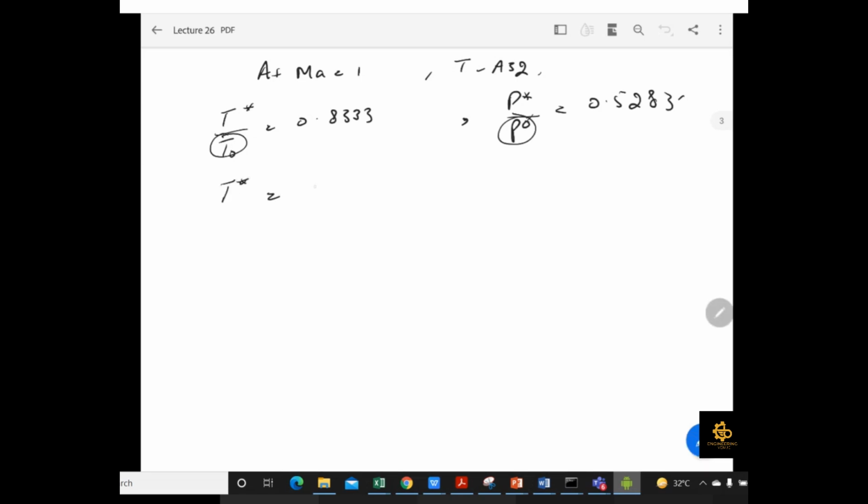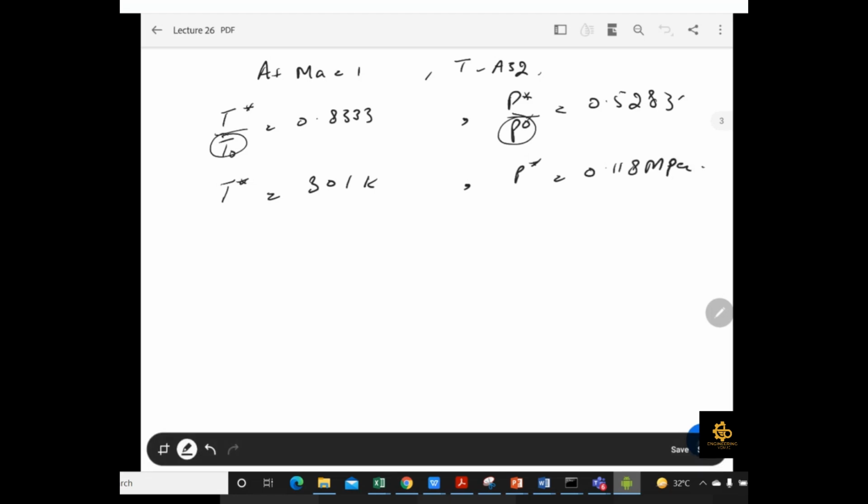So from there you can get T star as 301 Kelvin and P star as 0.118 megapascal. So the first required thing is known to us. The second required thing is to find A star by A. For this you can use the formula that we already developed, but for this formula you need the Mach number. So first we will find the Mach number.